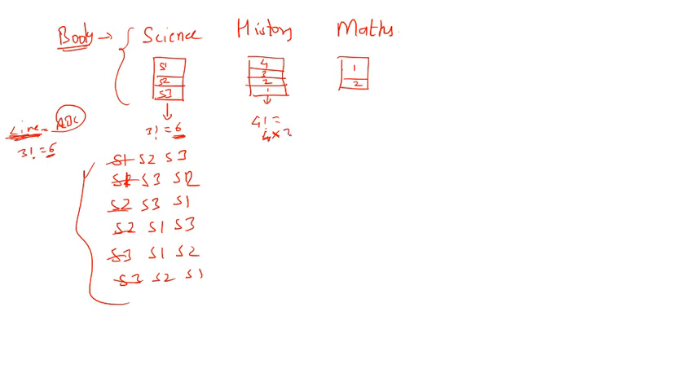Those who don't know, you have to do it like this: 4 into 3 into 2 into 1. So 6 4s are 24. Next, this is 2. The answer for 2 factorial is 2.